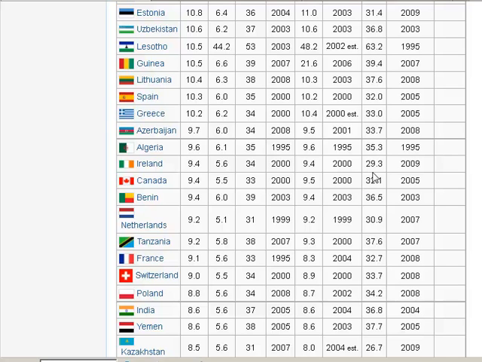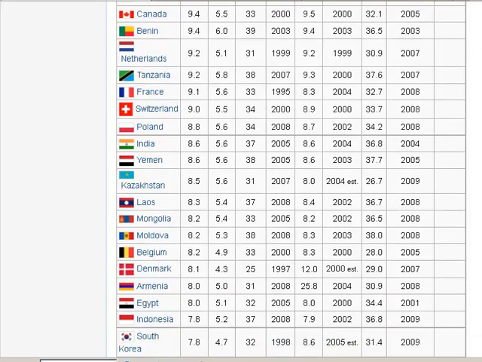So Ireland 29.3. Canada actually has greater inequality than Ireland, which again I wouldn't have expected. Likewise, France has greater inequality. So the ratio is lower. The top 10% ratio is lower. The top 20% divided by bottom 20% is actually the same as Ireland.